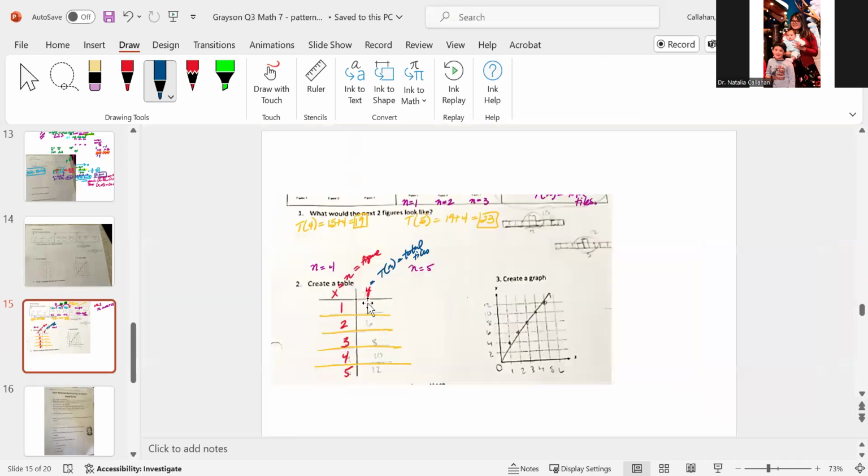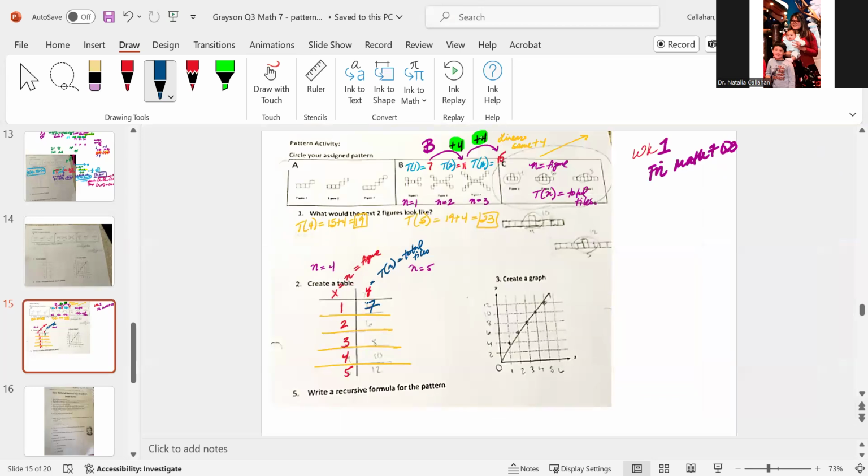Yeah, 7. So then what was number 2? How many for figure 2? 7. What about figure number 3? Number 4? And number 5? And then I'm pretty sure if you guess for number 6, it's just going to be 23 plus 4, which is going to be 27, and it just keeps going, right?